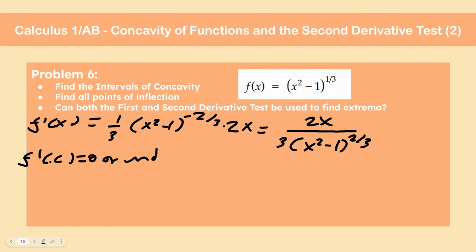So we're going to look for values when the first derivative is equal to 0 or undefined. So let's start with them. So f prime of c is equal to 0 when the numerator is equal to 0. So we can disregard the denominator for now. And you can see that c is equal to 0.